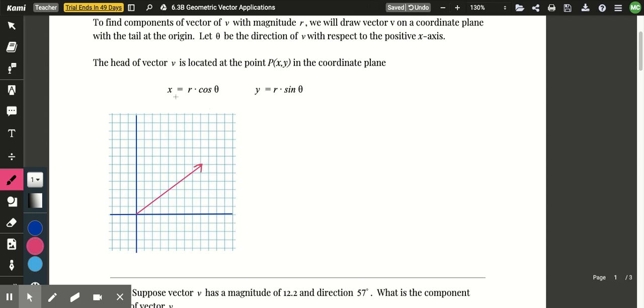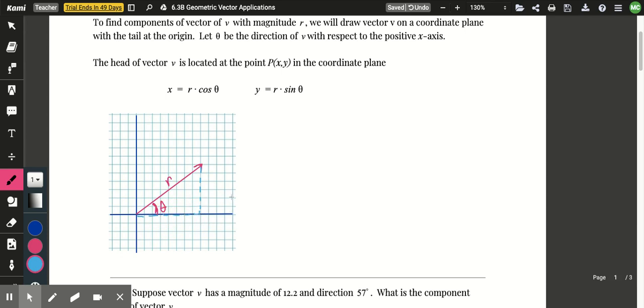Anyhow, if I wanted to find the component form of this vector, and all I knew about it was that the magnitude of it was some value, we call that r, and the angle that it makes with the positive x-axis counterclockwise is just theta. Then the way that I could find the components for that, the x and the y pieces of the component vector, would be to make a right triangle out of this thing.